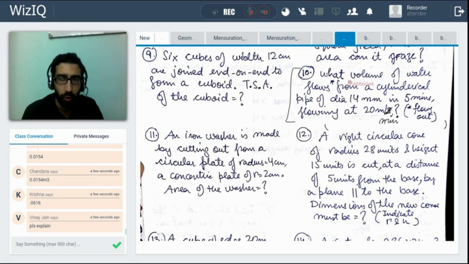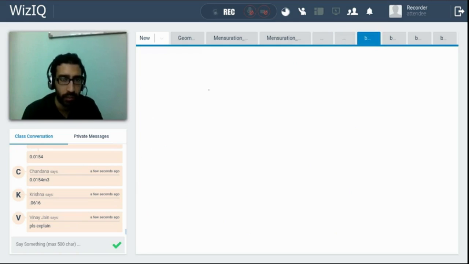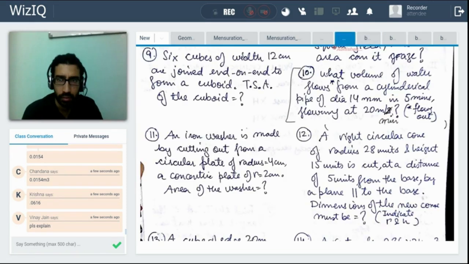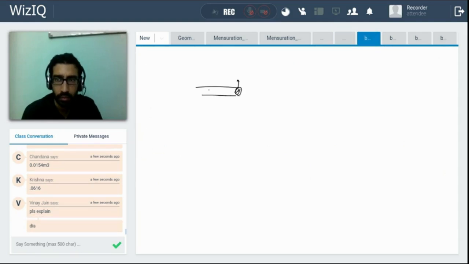Yeah. So what volume of water flows from a small cylindrical pipe of dia 14 millimeter in 5 minutes, flowing at 20 meter per minute? So what can you expect from the volume? So think of it like this. There's this small cylindrical pipe. It has a certain cross section. Radius has been given, or dia. Was it dia or was that radius? Dia 14 millimeter. Okay, cool. Dia is 14 millimeter, radius is 7 millimeter.